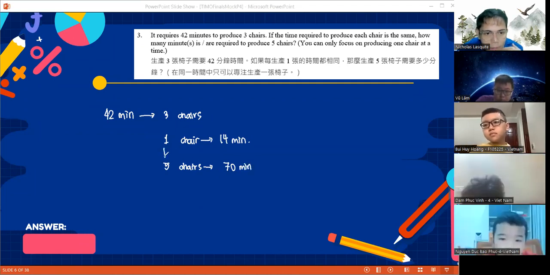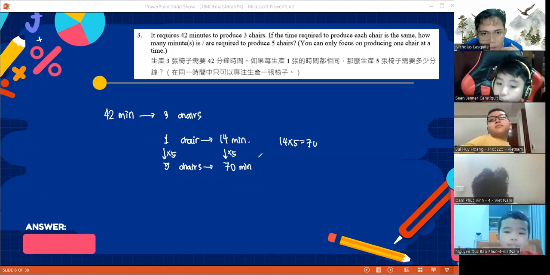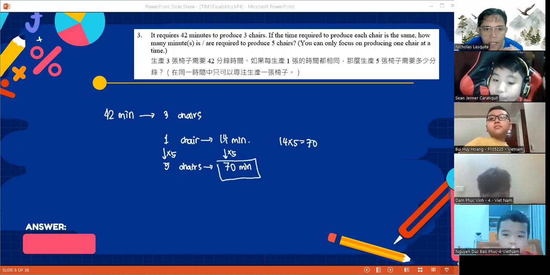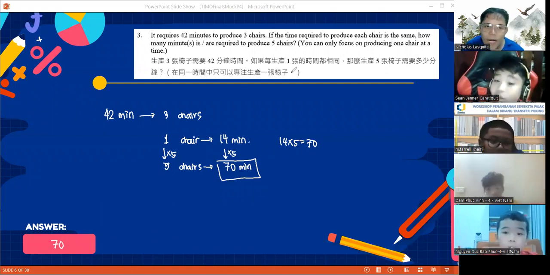So you multiply this one by 5. Multiply 14 by 5. So 14 times 5 would be 70 minutes. So 70 minutes is our answer. So just simply write 70. Okay, no need to put the unit because it's already asking for how many minutes. Okay.